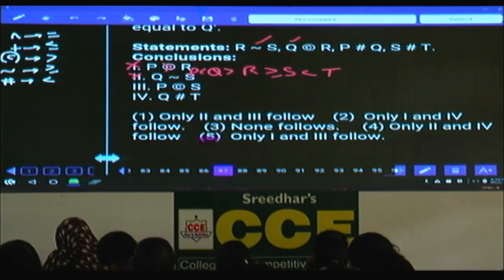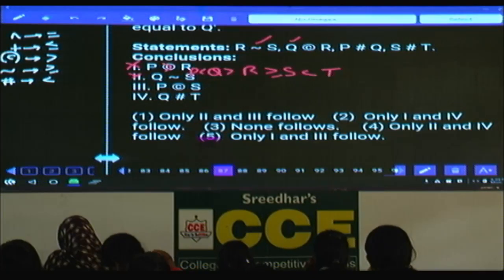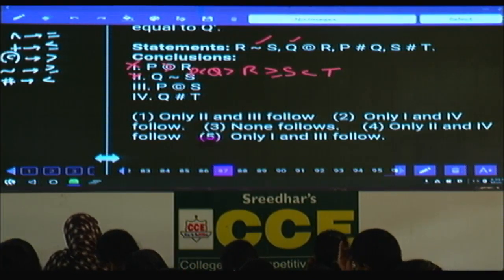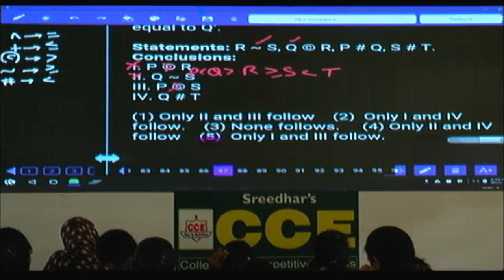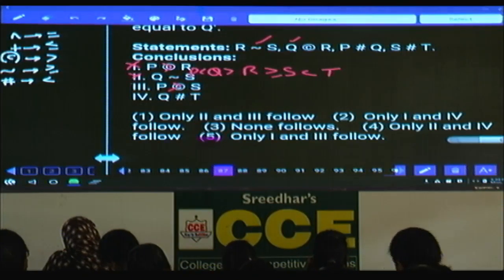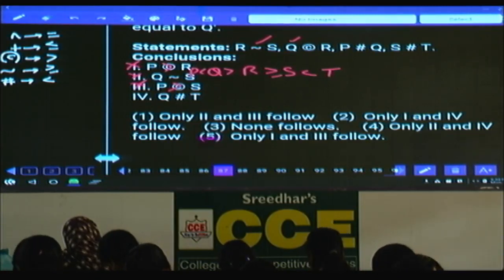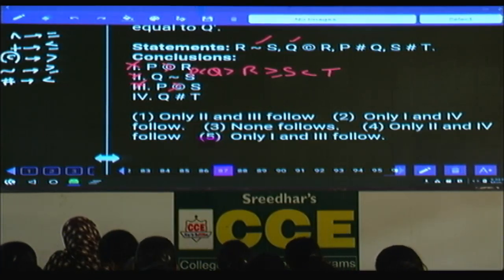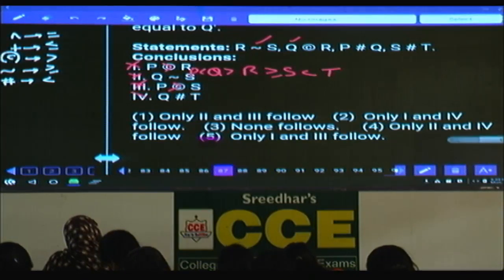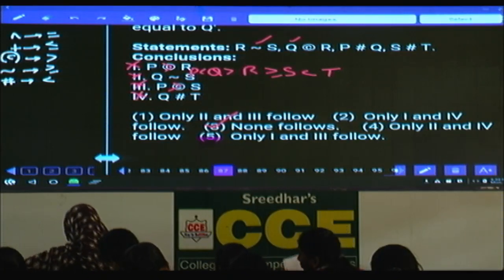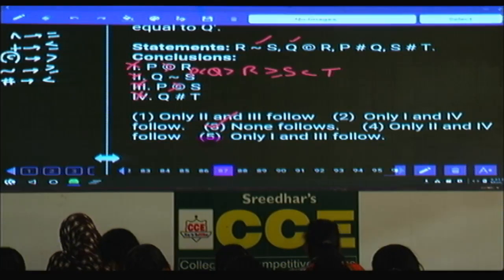Next one, what is the next conclusion we have? And the third one, P greater than S. P greater than S, true or false? Between P and S, two opposite symbols, that is again ruled out. And Q hash, Q lesser than T. Now between Q and T, Q greater than T is true, lesser than T is false. Hence none of the given conclusions true. Choice 3. 87, it is choice 3, none.